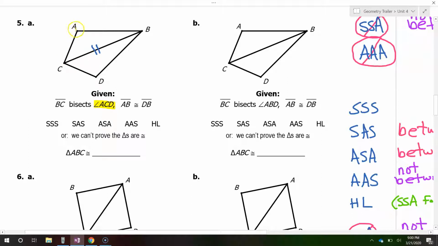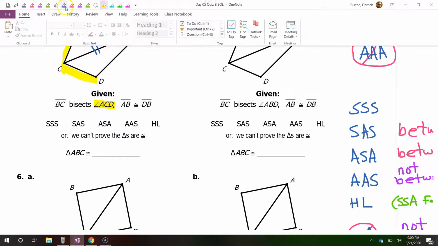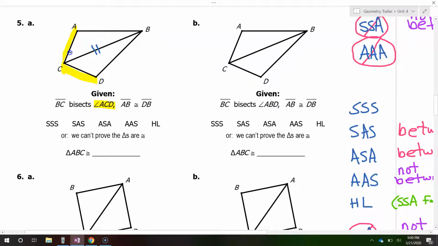ACD. Where is that? So here is ACD. All right, so that is the angle that is being bisected. Bisect means cut in half. So that means that this side of the angle is going to equal this side of the angle. It's being cut right in half. In addition to that, we're told that segment AB is congruent to segment DB. So let's mark those congruent.